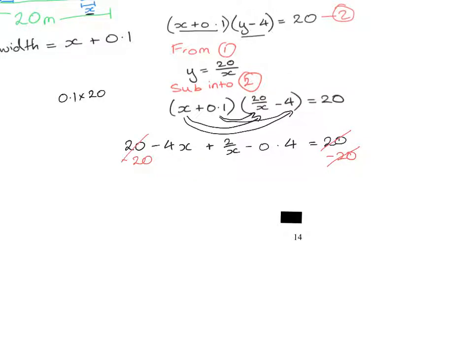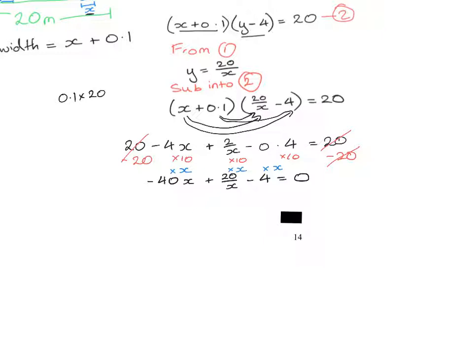And now also I don't really like decimals, so I might actually times every term by 10. So my equation becomes negative 40x plus 20 on x minus 4 equals 0. And now I'm going to times everything by x because I really don't like fractions being in my equation, especially with x on the denominator. So I'm now going to times every term by x.